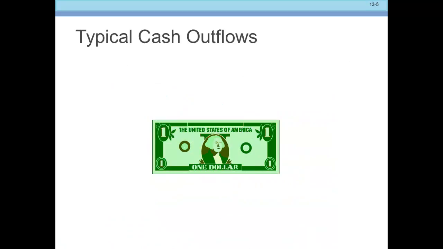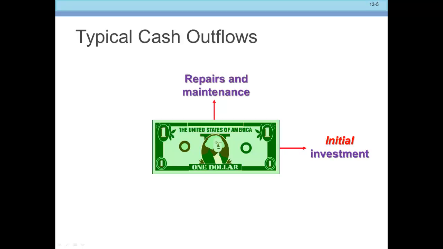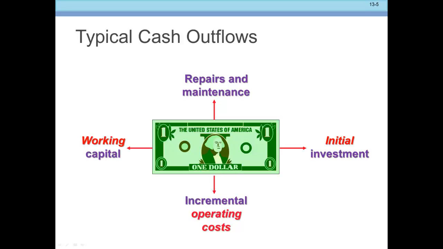Some typical cash outflows that we would consider in a net present value calculation are things like our initial investment or purchase, or anticipated repairs or maintenance. We might have incremental operating costs or additional working capital. You may remember that working capital is defined as current assets less current liabilities.